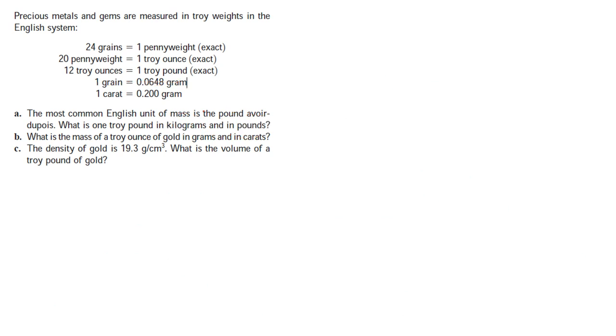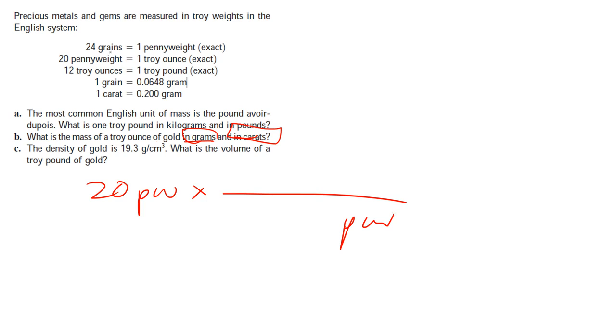What is the mass of a troy ounce of gold in grams and in carats? So it asks, for 1 troy ounce, how much is that in grams and in carats? We've already dealt with grams, so this time I'm just going to deal with carats. Mass of 1 troy ounce. So 1 troy ounce is how many pennyweights? That's 20 pennyweights. We want to get rid of pennyweights, and we want to convert that to grains.